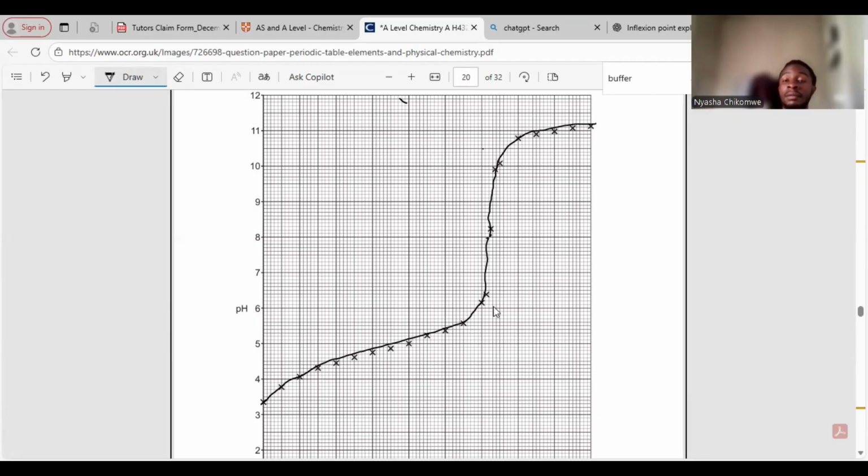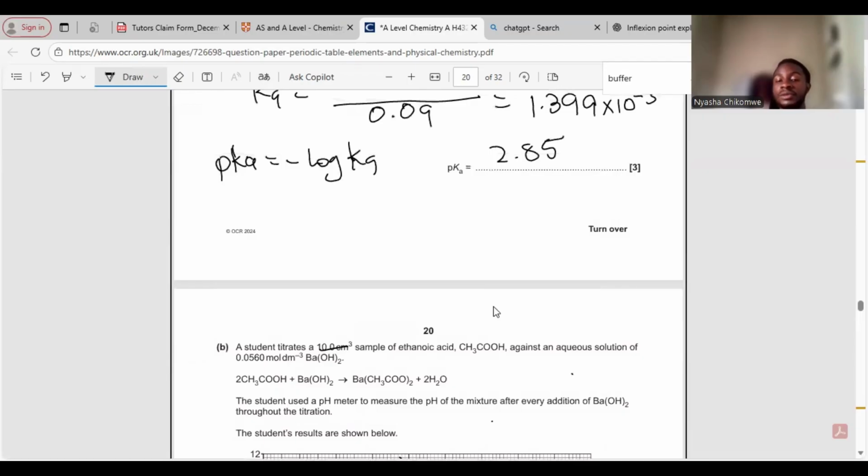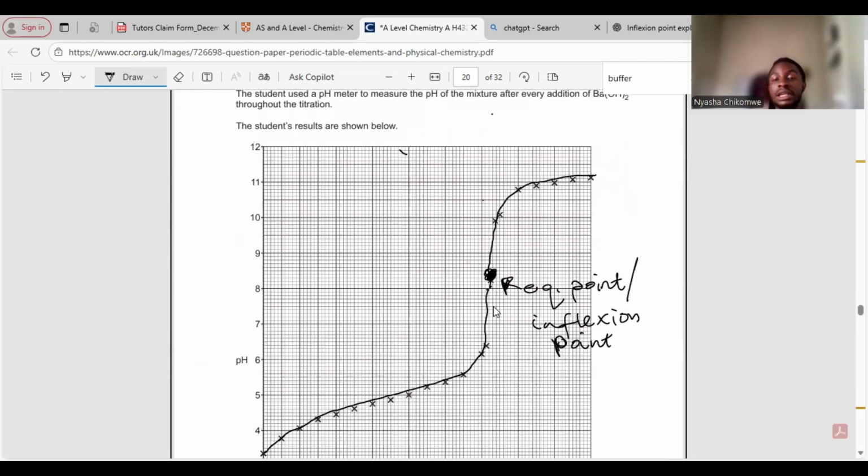And remember, somewhere around here, that's where we have the equivalence point. The equivalence point is known in maths as the point of inflection. This is the point with the highest gradient. This is where the number of moles of barium hydroxide added are equal to the number of moles of the acid.